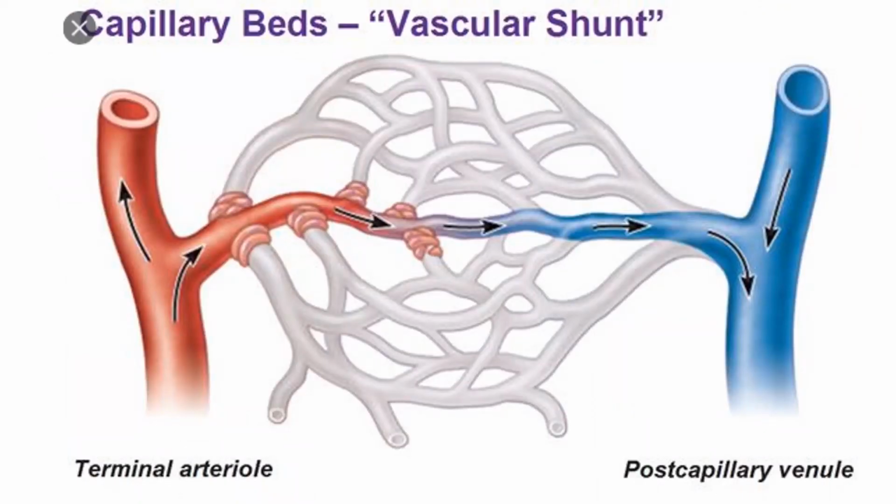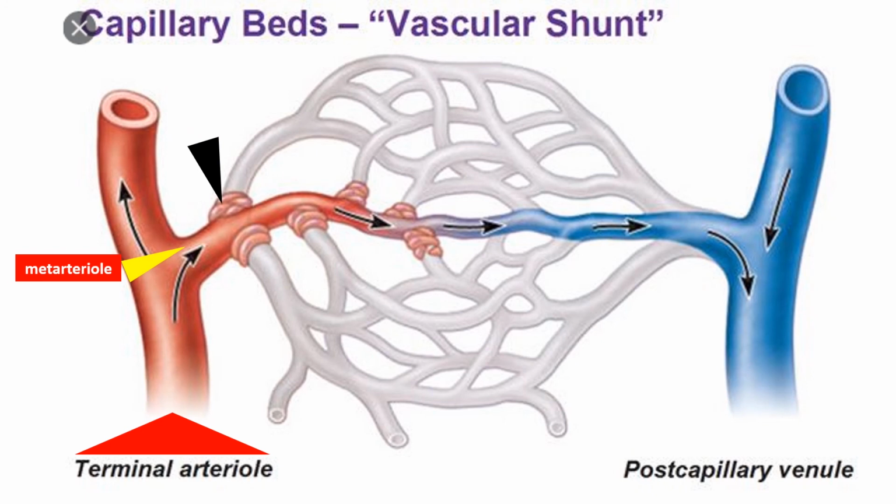Here is a very important subject, and that is the story of the terminal arteriole. What does the terminal arteriole do? It is going to give a branch to feed the capillaries. What is this arteriole called? It's called the metarteriole. Is there anything special about the metarterioles? The answer is yes. When it branches to a capillary, it is going to have this structure.